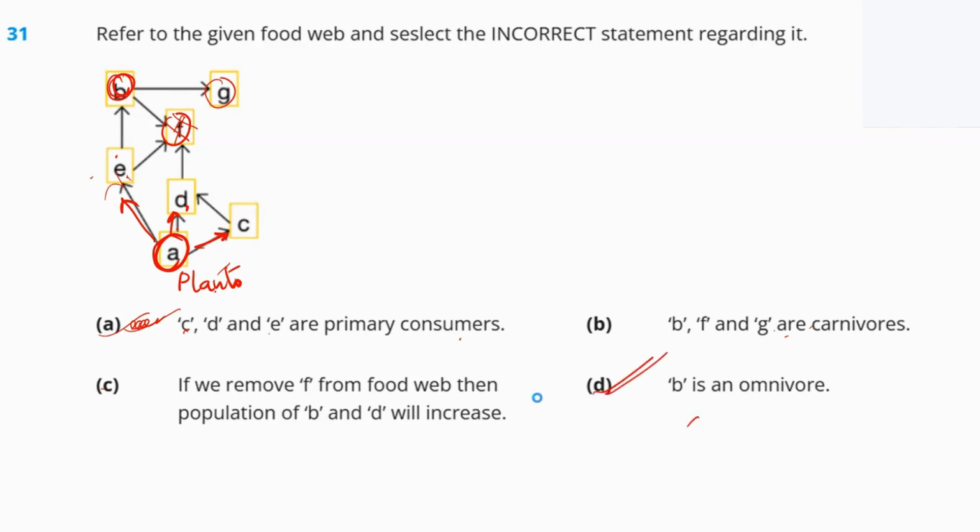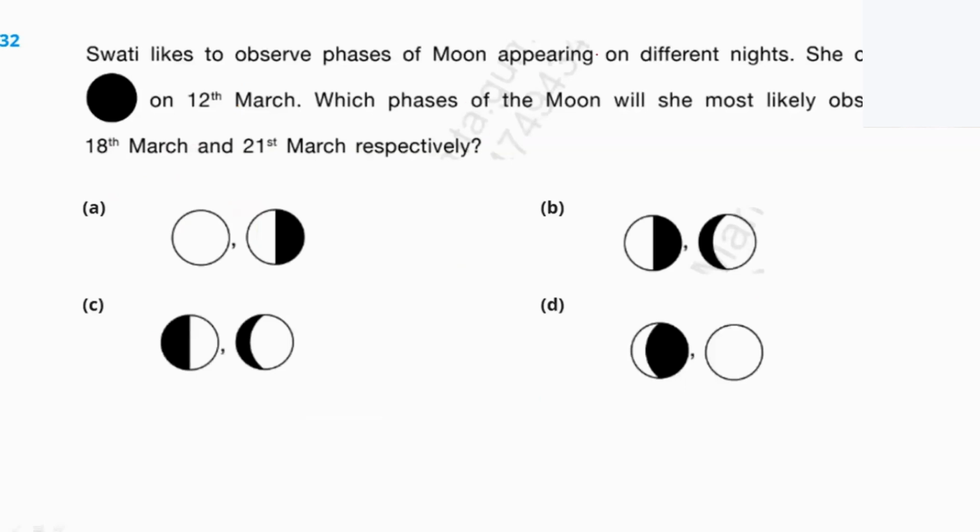Okay. Next, Swati likes to observe phases of the moon appearing on different nights. She observed new moon on 12th March. Which phases of the moon is she most likely to observe on 18th March and 21st March? So if you notice, 12th March is new moon. Okay. Now after 12th March, we have 18th March. Now 18th March is how many days from 12th March? 6 days, isn't it? 13, 14, 15, 16, 17, 18. So 6 days, correct?